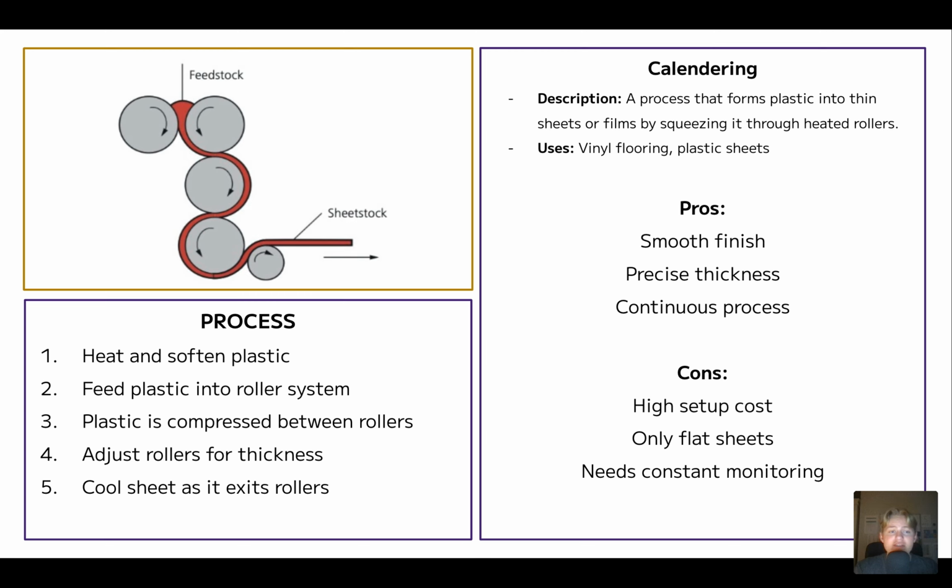So the process you need to describe in your exam is to heat and soften the plastic in the feedstock, feed the plastic into the roller system, at which point the plastic is compressed between the rollers and the rollers are adjusted for the thickness of the material. So the sheet exits, called the sheet stock. This sheet stock exits and it cools after it's exited the rollers. There you go.